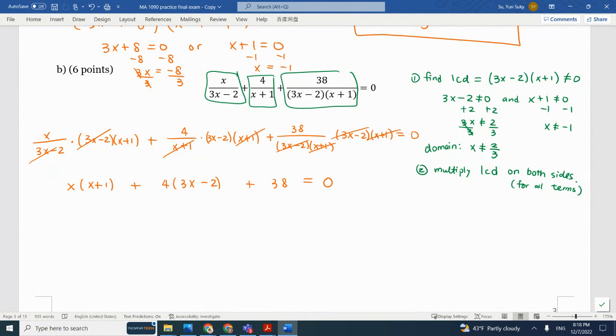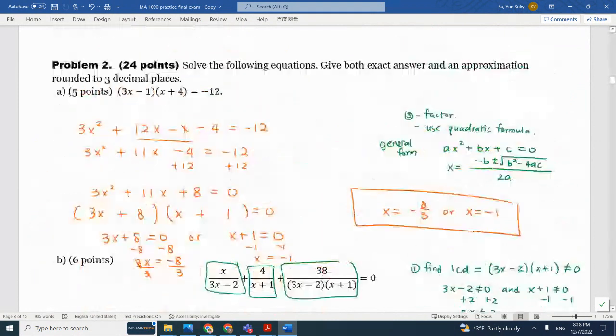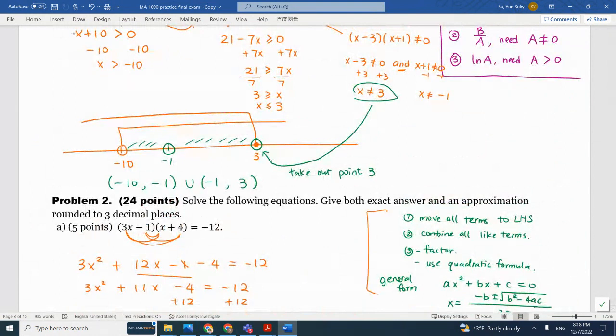Well, now this is a quadratic equation, right? So we expand it, distribute. x squared, x times 1 is x. 4 times 3, 12x. 4 times negative 2, negative 8, plus 38 equals 0. And then we combine the like terms, right? You can see the next step is similar to what we did before in the previous example.